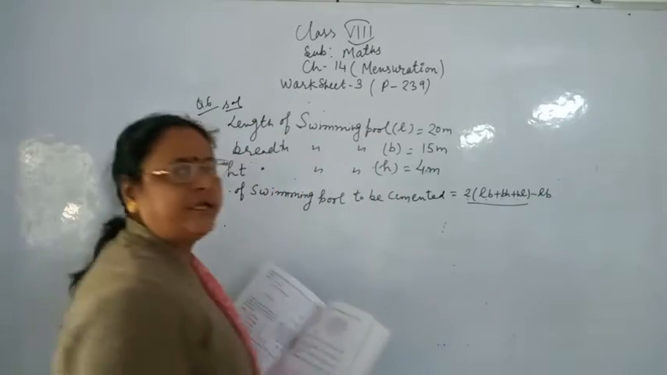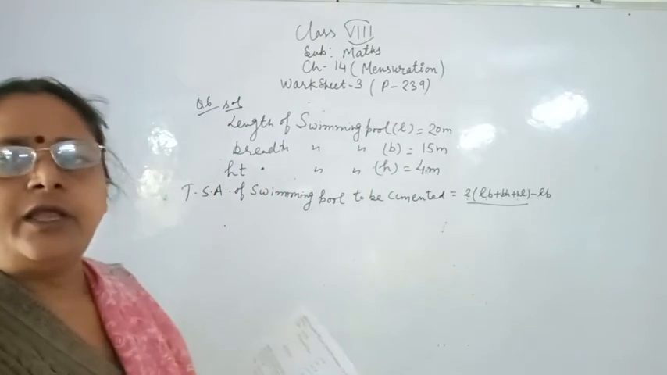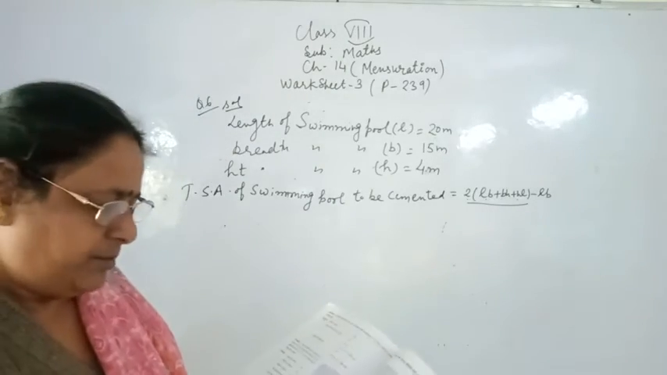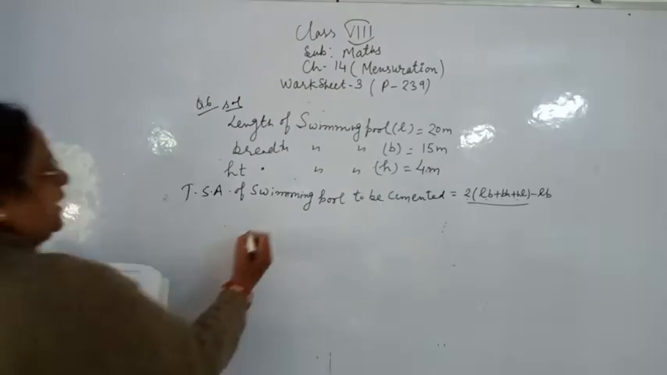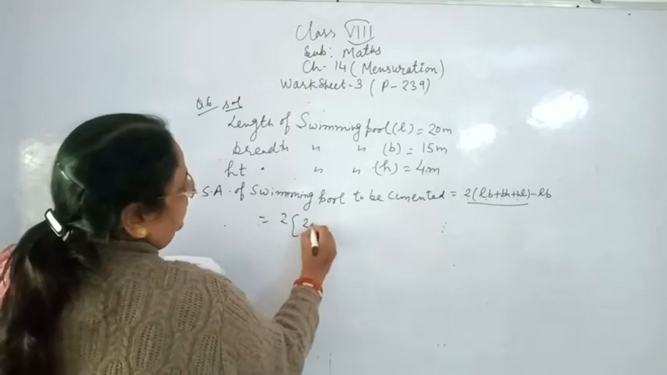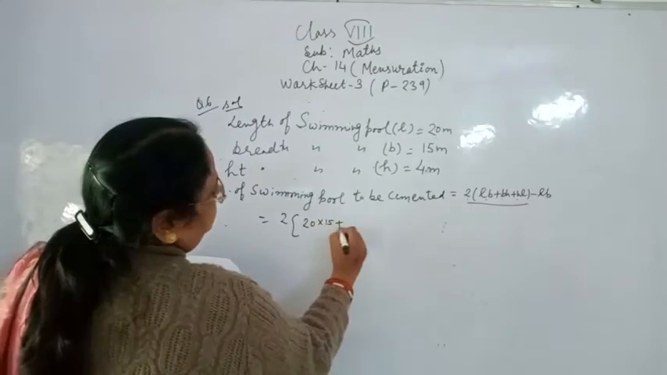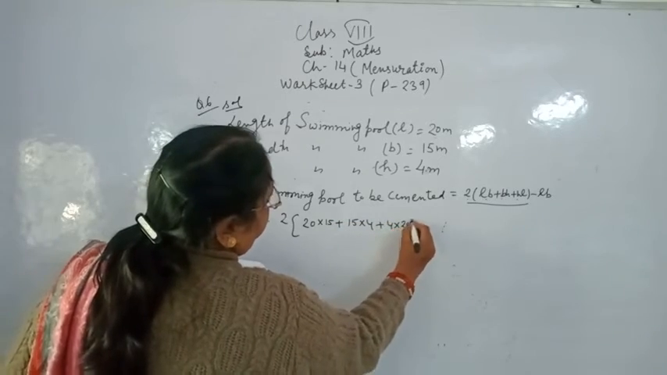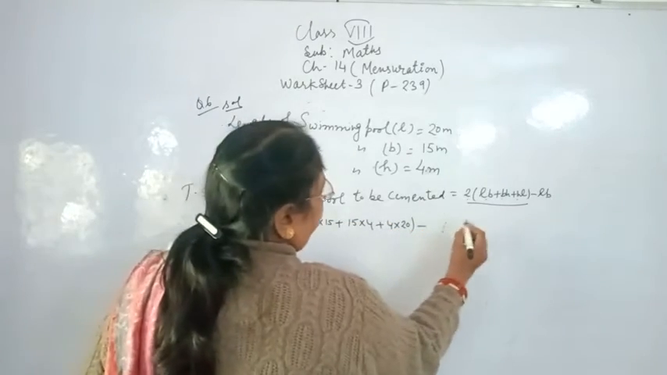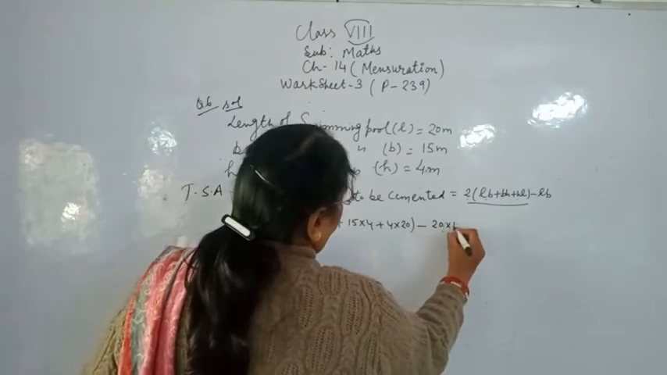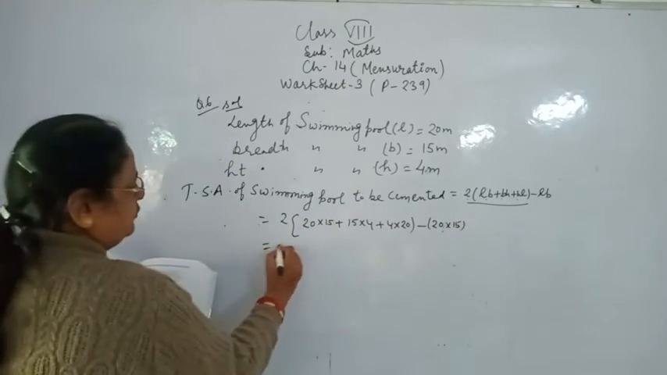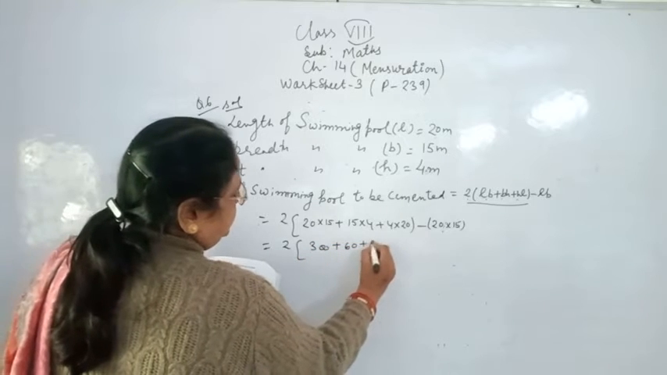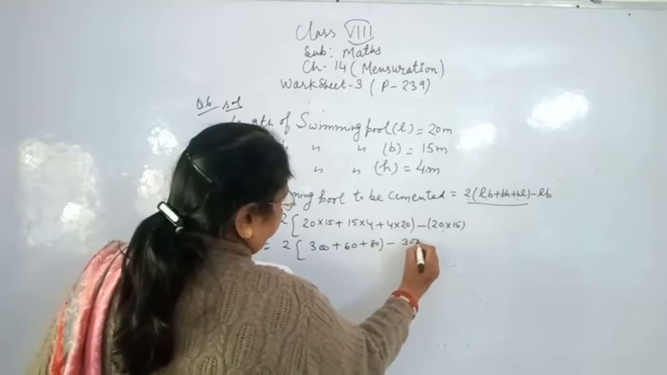We subtract it in the case of this swimming pool, L into B, as the area of a rectangular portion is length into breadth. So we will put the values as 2, what is here, 20 into 15 plus 15 into 4 plus 4 into 20, and minus again LB, 20 into 15. So we will calculate it as 300 plus 60 plus 80 minus 300.